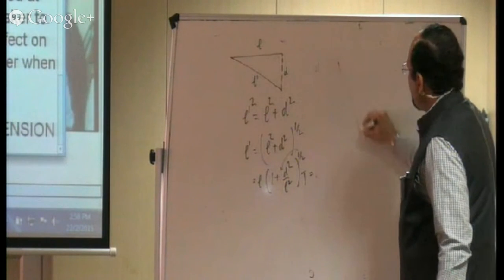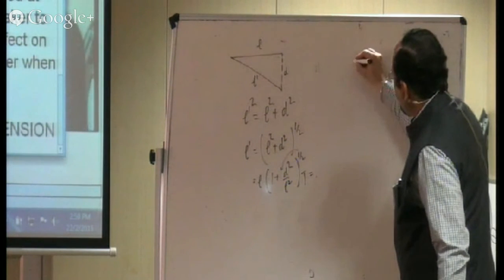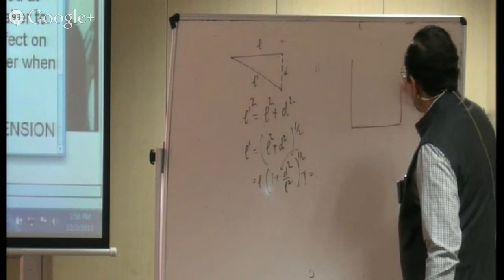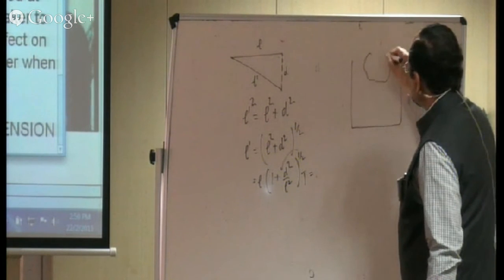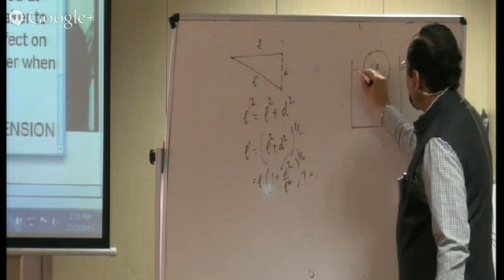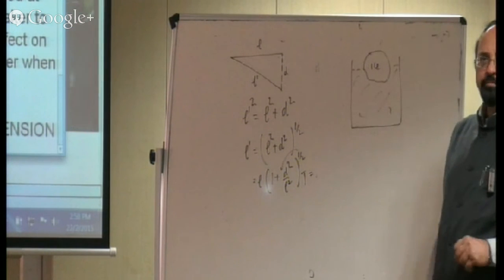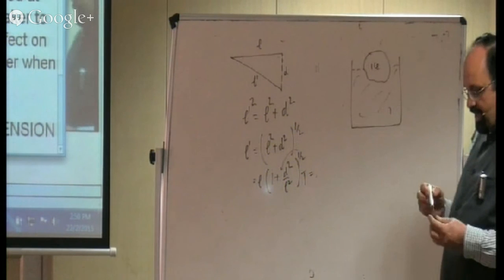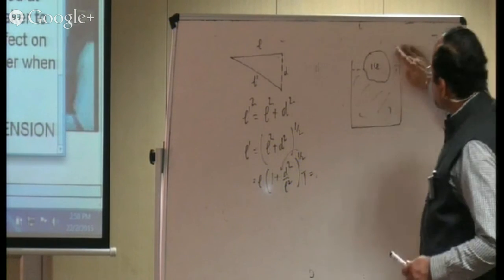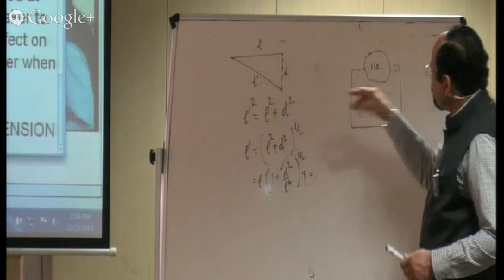See, this is a beaker. Let me make it like a beaker. And this is a piece of ice. And this is the water. It is floating. But see, if it is filled to the brim, we'll go to the top of it.